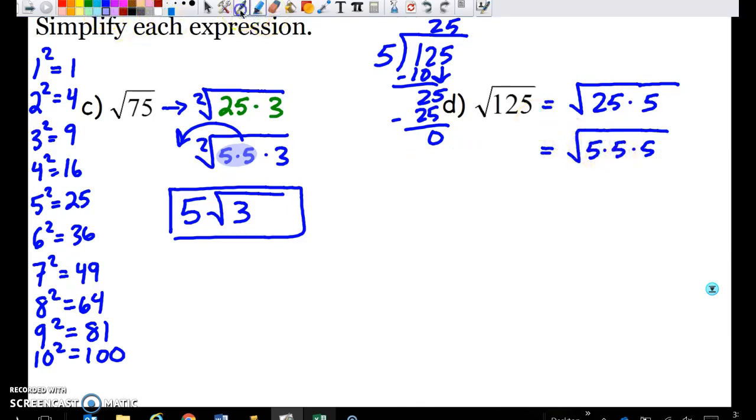Now again, what is the index on this jail? Index is 2. So even though I have 5 buddies who are all the same, only 2 of them can get out at a time. So even if I have 3, only 2 of them can make it. So now I'm going to get 5 times the square root of 5, and that would be my answer.